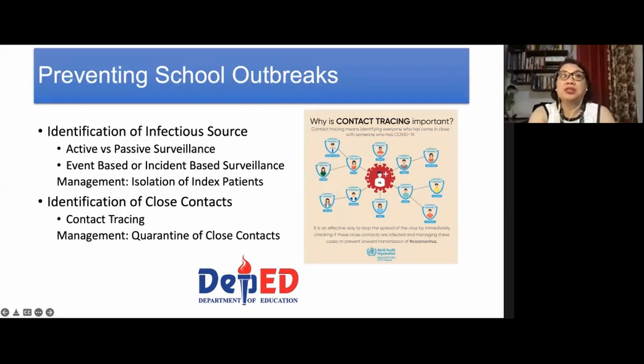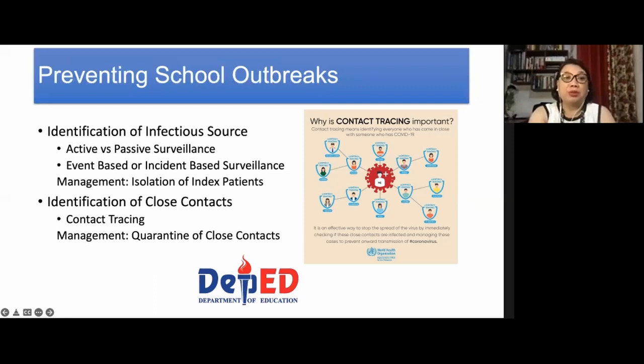and the school clinic would see a pattern of people having the same signs and symptoms from the same classroom or from the same workplace, and would report it. That is a form of passive surveillance. But if the school would actively seek out and ask the students, the teaching staff, or the faculty to report the presence of symptoms once they have those manifestations, that is a form of active surveillance. Surveillance could also be event-based or incident-based surveillance. And how do we manage these patients? We do management by isolation and the application of the appropriate disease management protocols.